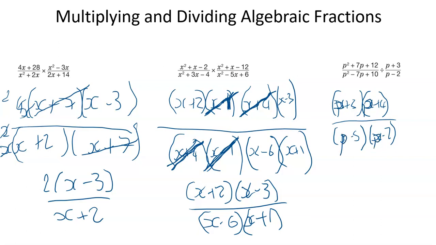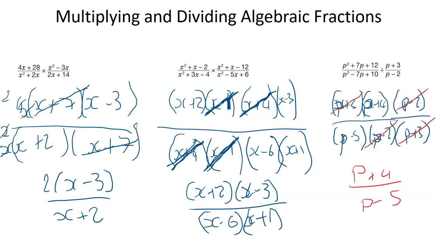And then the divide turns to times, because keep change flip, and we flip this upside down, so we have p minus 2 on the top and the p plus 3 on the bottom, and we just times it all together. And now we can do some cancelling because we've got things on the top and the bottom that are the same. P plus 3 and a p plus 3. P minus 2 and a p minus 2. And so the final answer is p plus 4 over p minus 5. And that doesn't cancel anymore because there's no factors that are the same on the top and the bottom.